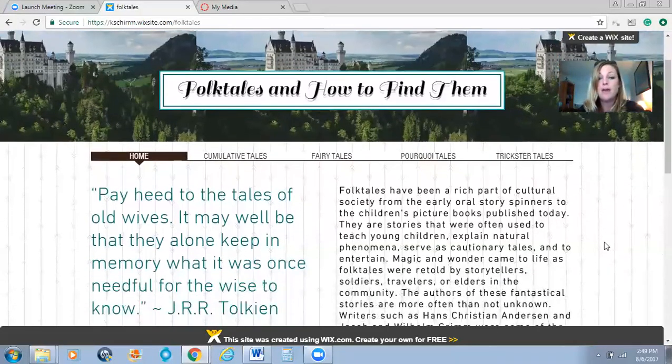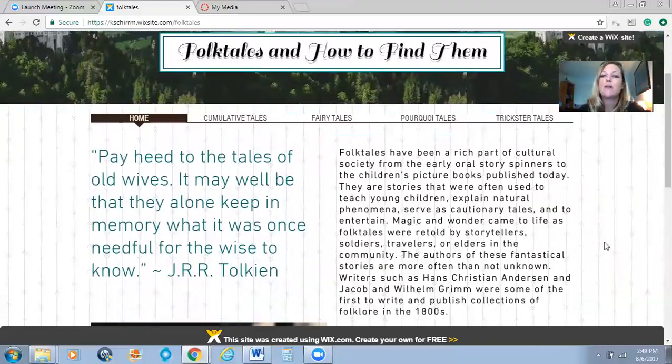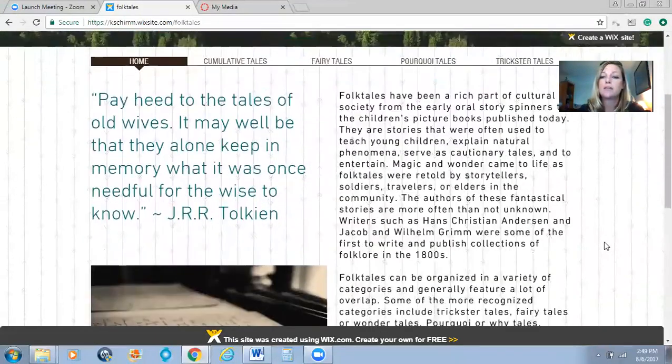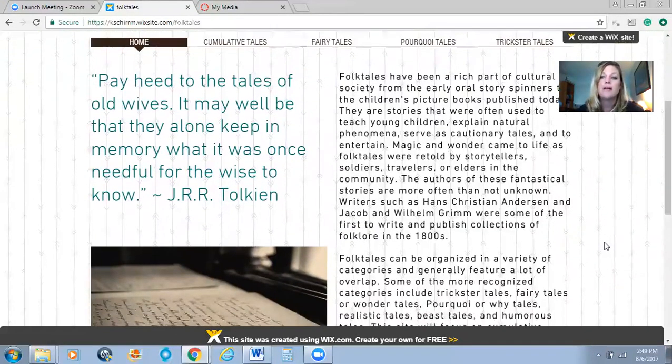My homepage actually is just a quick glimpse of the cultural or the historical aspects of folktales and how they were used as cautionary tales for children. They were there to entertain and then explain the how and the why of nature around us.